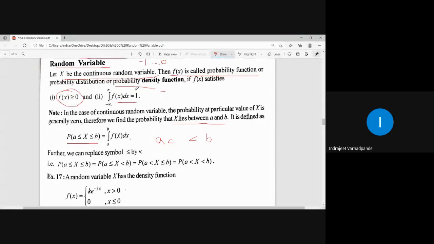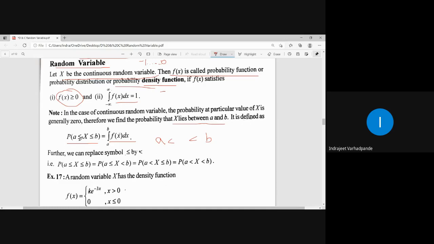So for continuous random variable, this will be identified as density function. Integral minus infinity to infinity f of x dx equal to 1. Probability between a to b will be integral a to b f of x dx. How is that probability calculated? For any two values, it will be integrated between those values.